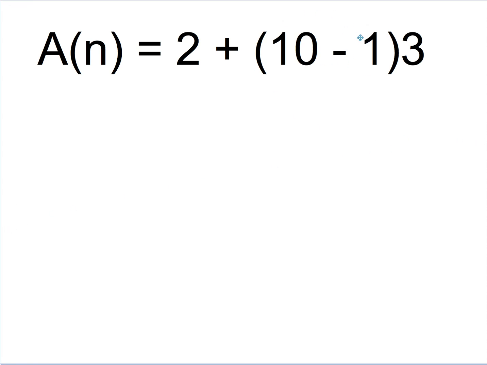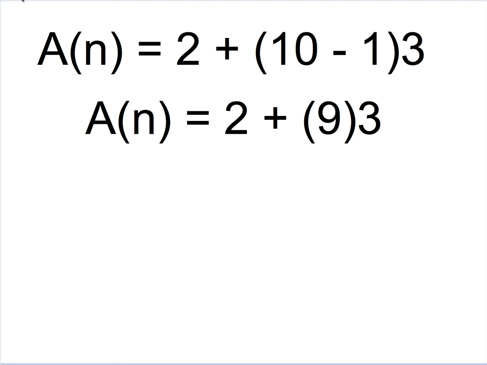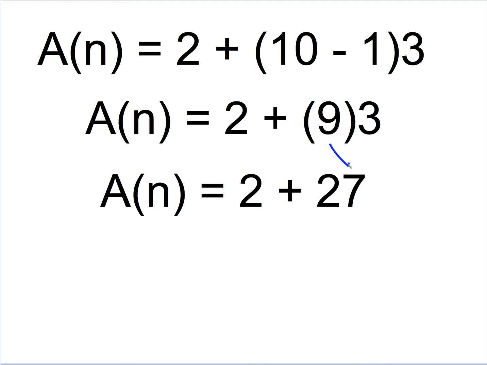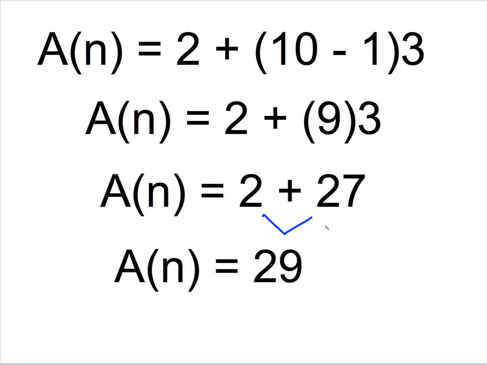Of course, we would do parentheses first, and 10 minus 1 would be 9, which is what I did right here. And then we have multiplication, so we would need to multiply 9 times 3, which is 27. And last, we would add 2 plus 27 and get 29. That means that the 10th term is 29.